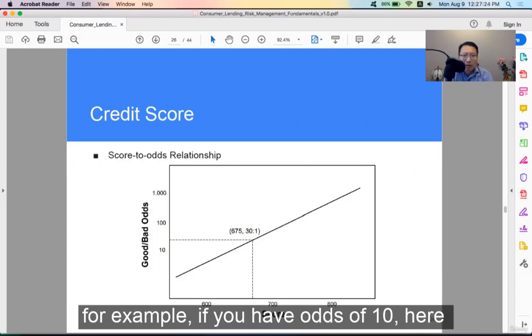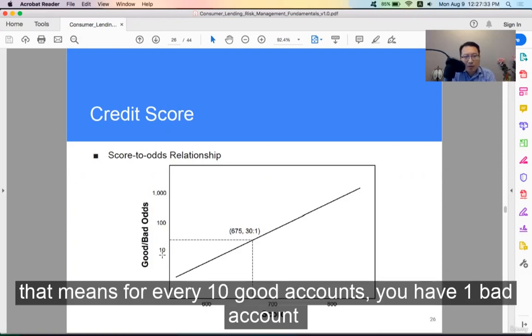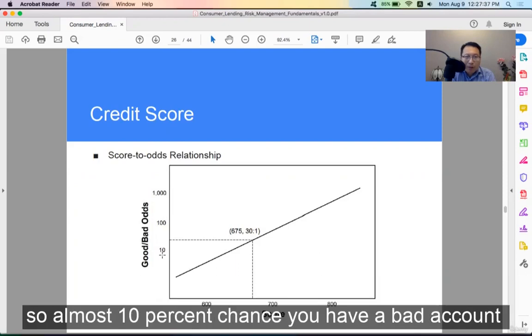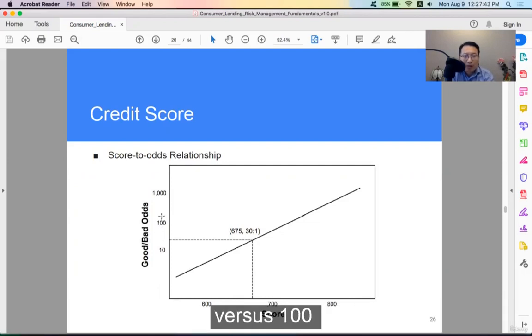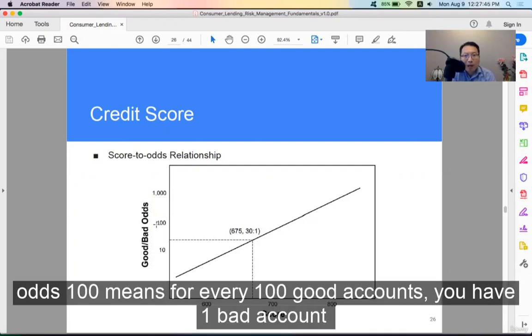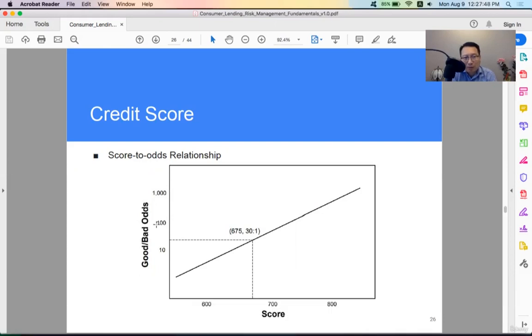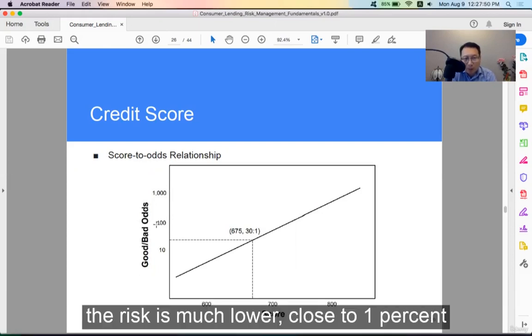For example, if you have odds of 10, that means for every 10 good accounts, you have one bad account. So almost a 10% chance you have a bad account. Versus the 100, which means for every 100 good accounts, you have one bad account. So the risk is much lower, right? So close to 1%.